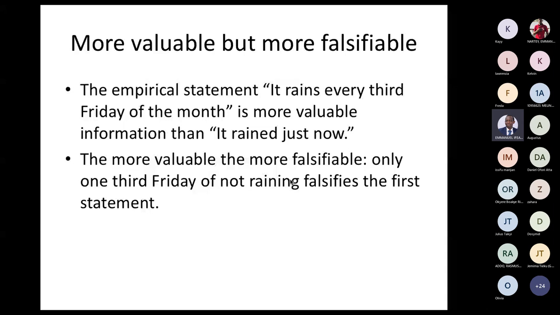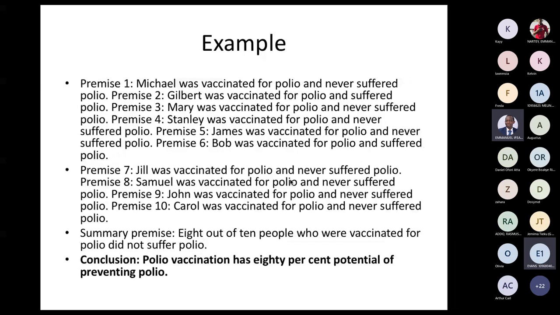Now let's look at this statistical argument, or argument with statistical hypothesis as conclusion. Michael was vaccinated for polio and never suffered polio. Gilbert was vaccinated for polio and suffered polio. Mary was vaccinated for polio and never suffered polio. Stanley was vaccinated for polio and never suffered polio. James was vaccinated and never suffered. Bob was vaccinated and suffered. Jill was vaccinated and never suffered. Samuel was vaccinated and never suffered. John was vaccinated and never suffered. Carol was vaccinated and never suffered.